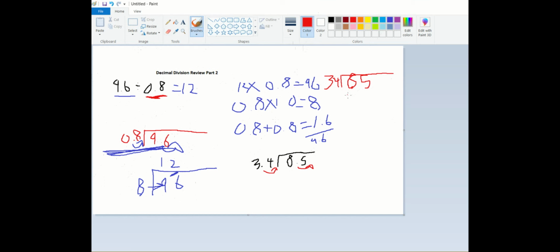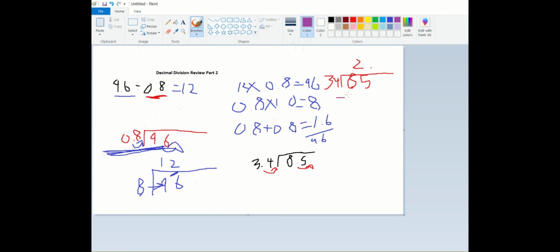So now you can think about it in a couple of ways. How many times does 34 go into 85 evenly? So 34 and 34 together give us 68. And if we add one more group of 34, we're going to go over, right? So for right now, 34 goes into 85 twice, evenly, but then there's some decimal amount that we still need to figure out.